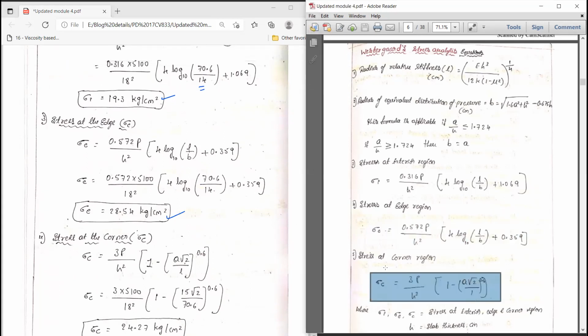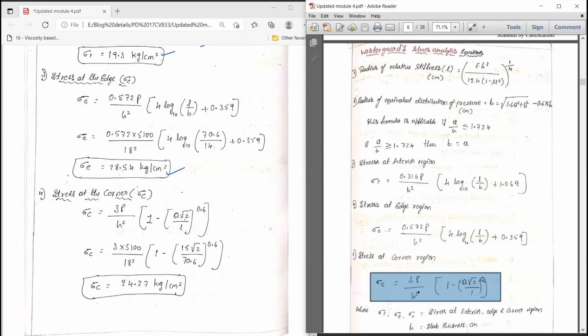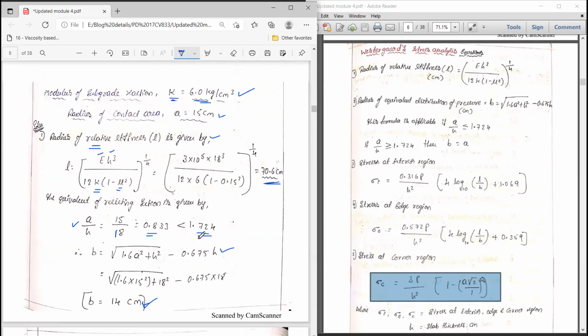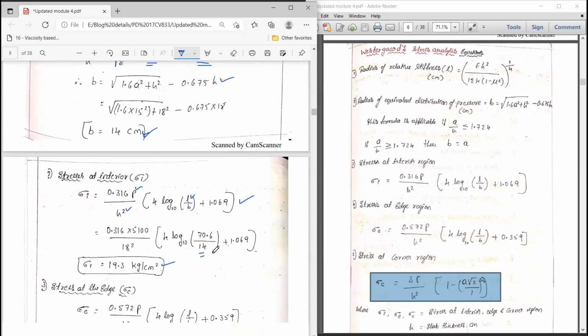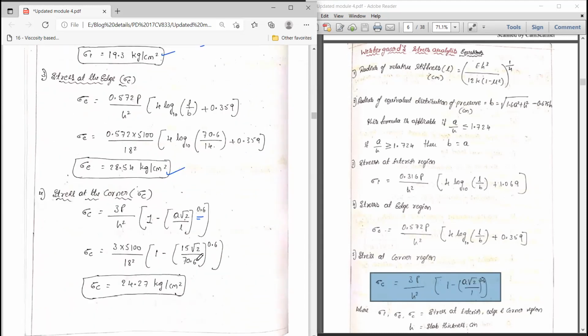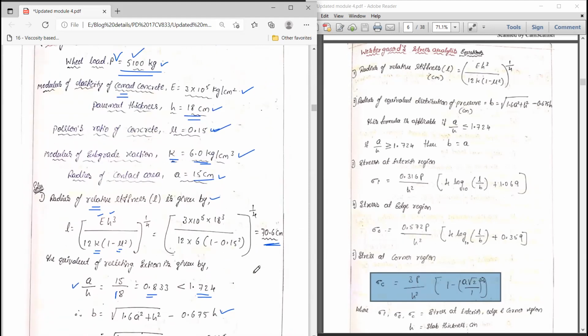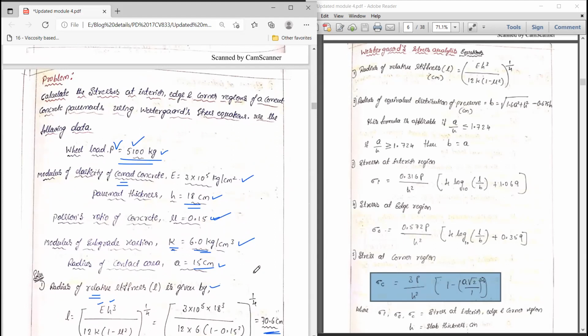Similarly, calculate the stress at corner region by using the formula. Here you can see the formula: 3P divided by h square into 1 minus a square root of 2 divided by l to the power 0.6. The same formula I have applied here. All the data is available: P is 5100, h is 18, and a, as given in the problem, is 15 centimeter. Just substitute and check the stress at the corner region. This is how you calculate the stress encountered at the interior, edge and corner region by using Westergaard stress equations.